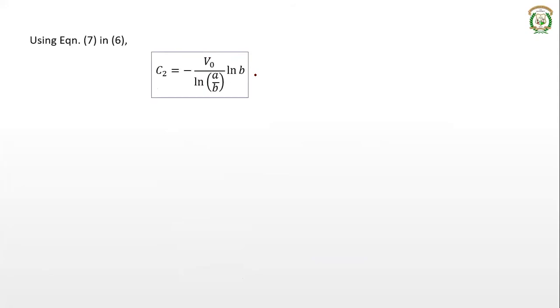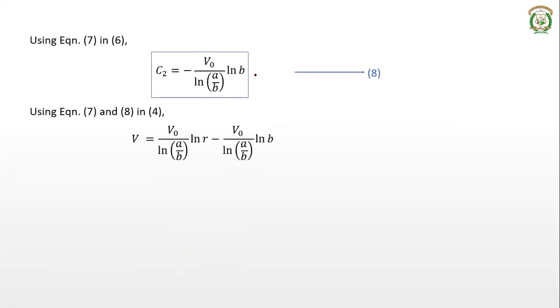Now, if you substitute both of these, C1 and C2, in equation number 4, we get the expression for V, right? V is equal to C1 ln R plus C2. This was the expression. This is C1, that is V0 divided by ln A by B into ln R, plus C2. C2 is this, minus V0 divided by ln A by B into ln B. Now, what you observe in this is, again, this V0 divided by ln A by B is common in both these terms.